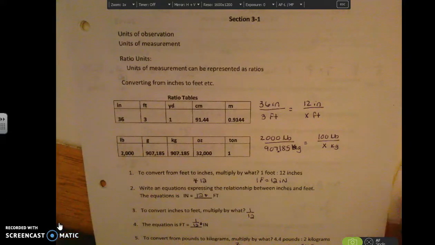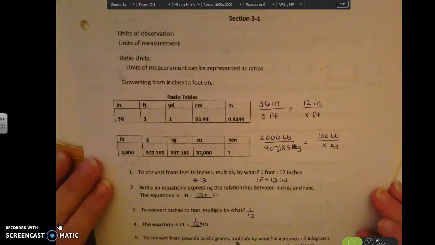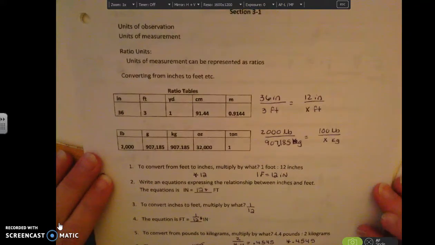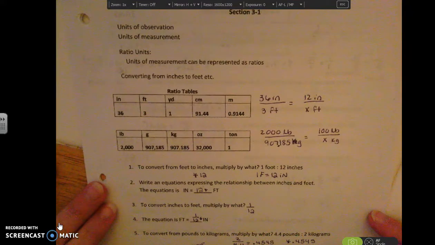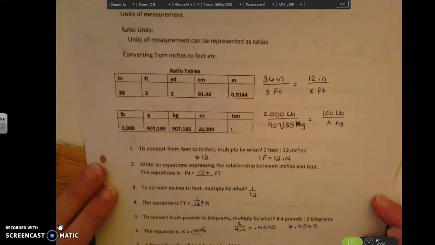Alright, so we're going to talk about some additional notes for section 3.1. Again, these are notes that you can add to your spiral notebook, and you can use those on your test. Make sure you write them in your spiral notebook. So section 3.1, again, is talking about units of measurement and conversions and things like that.